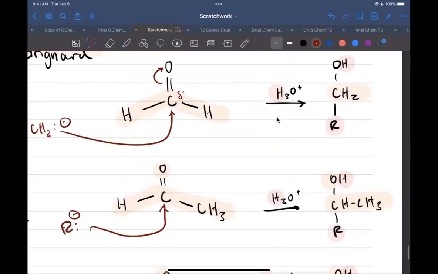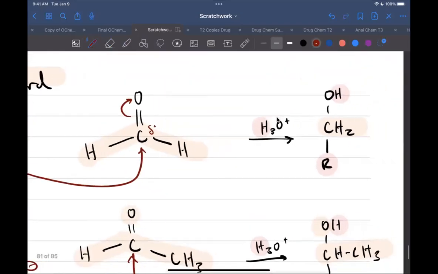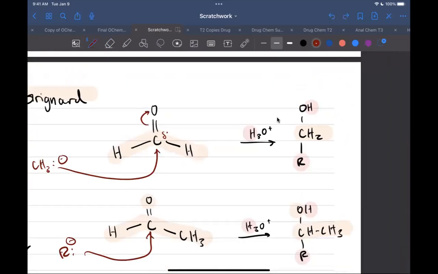Well, formaldehyde, right? There's only two hydrogens, and if there's only two hydrogens there, well, it makes a primary alcohol. So formaldehyde creates a primary alcohol.